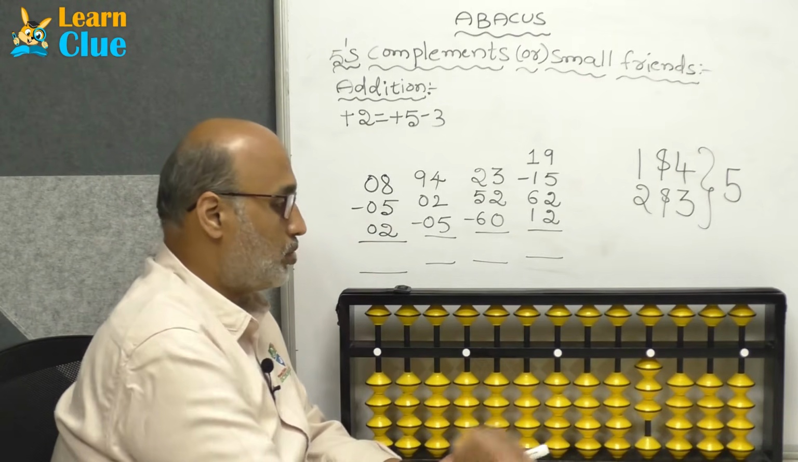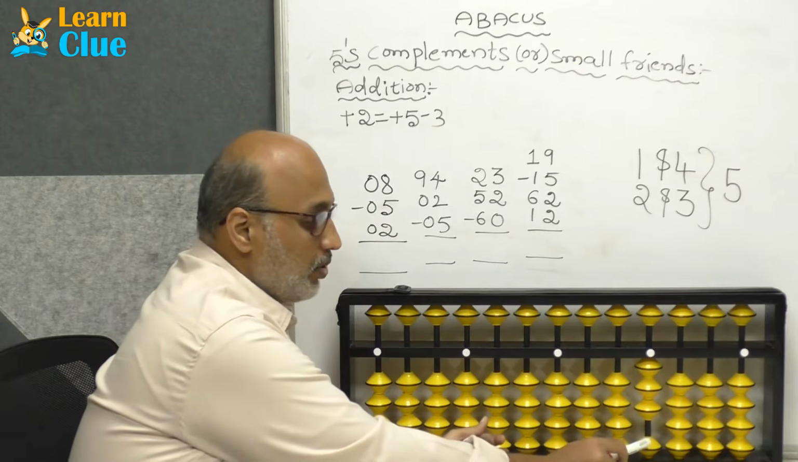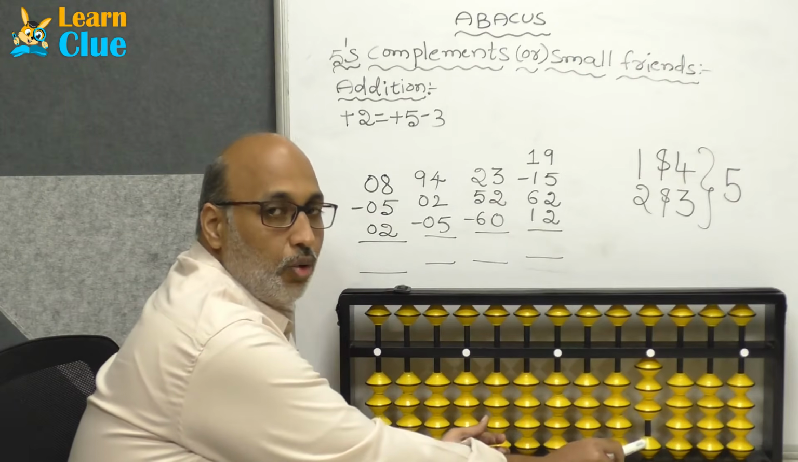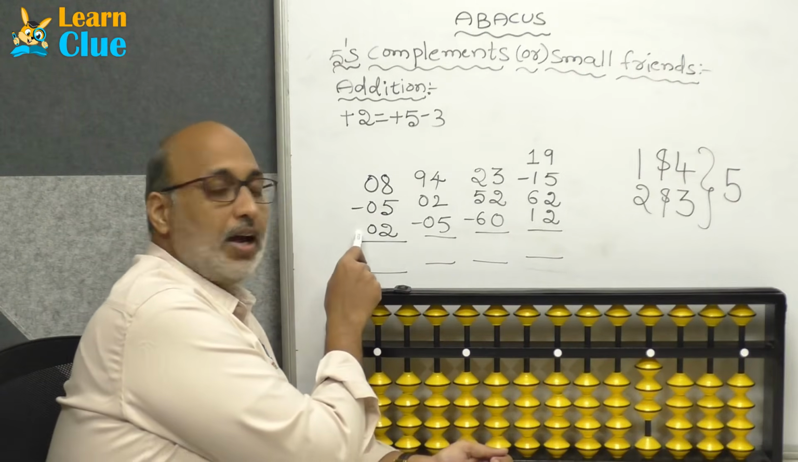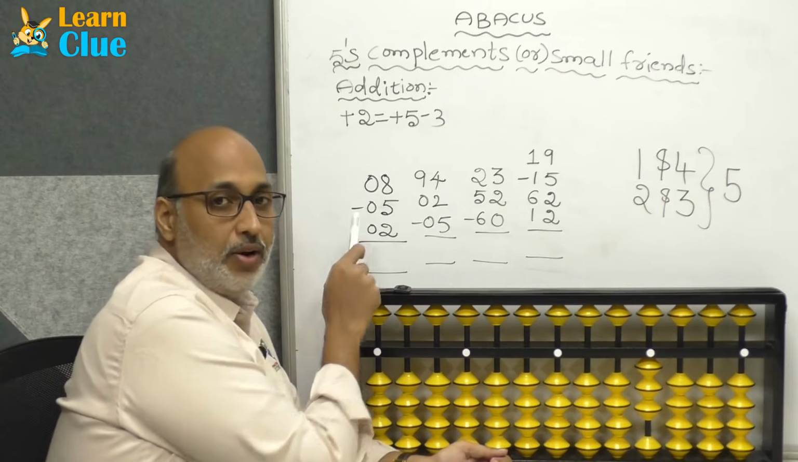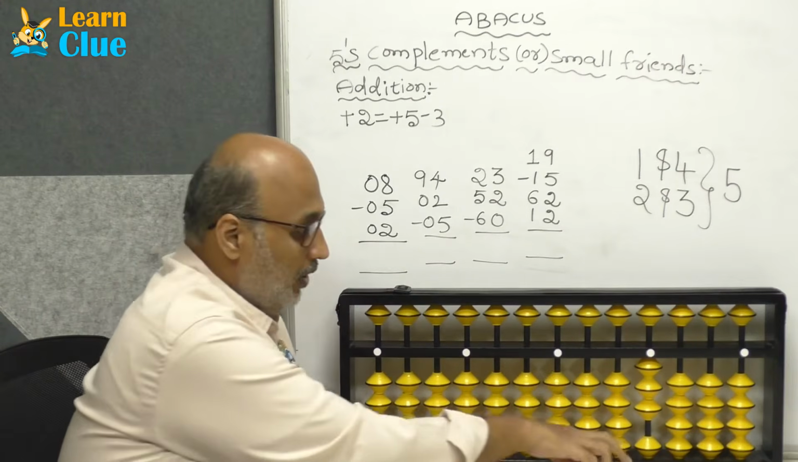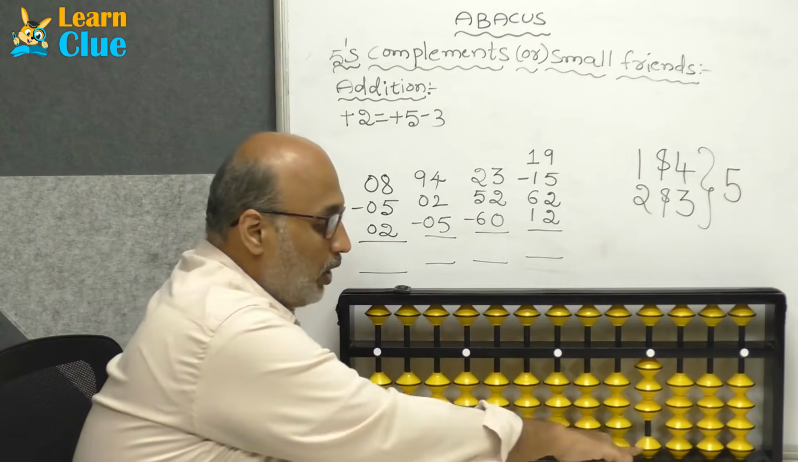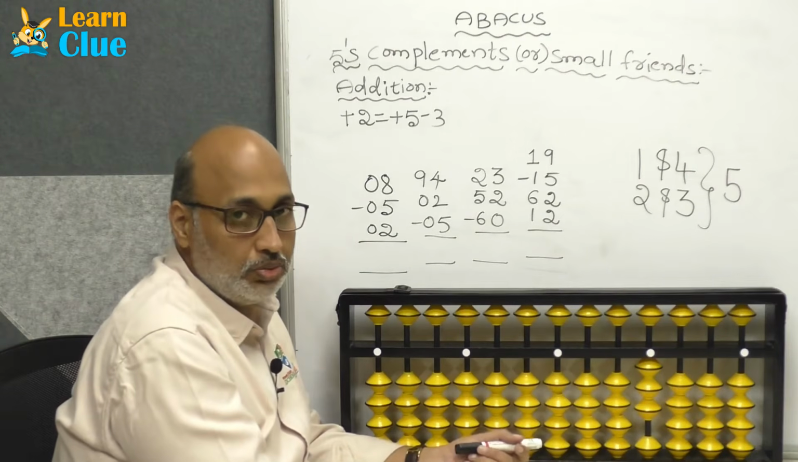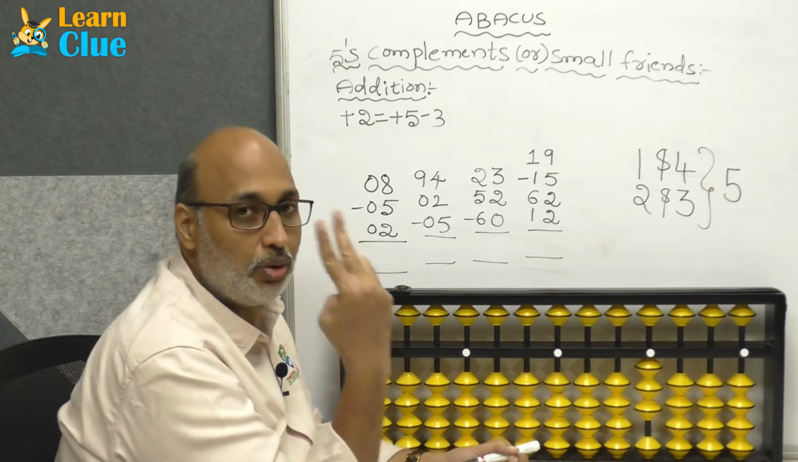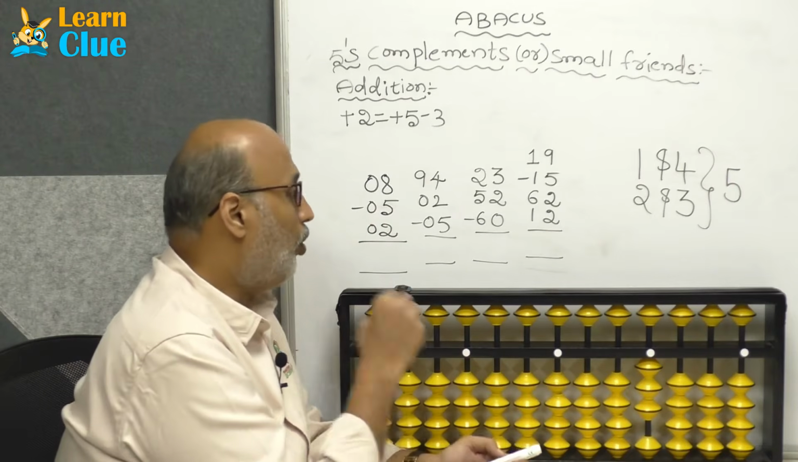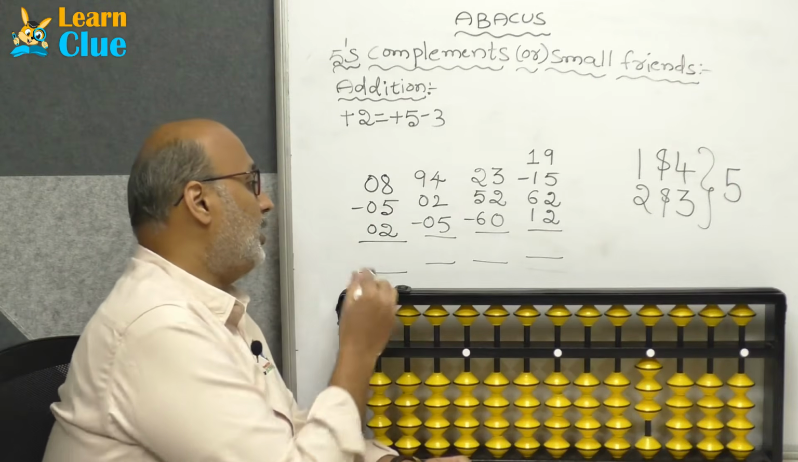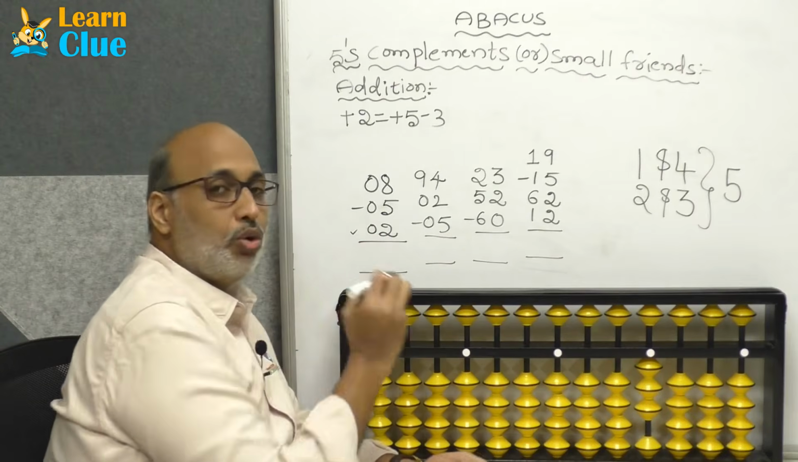Now they are asking +2. How many beads do we have here? Only 1. But what is the number we are supposed to add? 2. If we have 2 beads, then there is no problem. We have only 1 bead, which is of no use. We want 2 beads. So we are facing a problem in addition of 2.